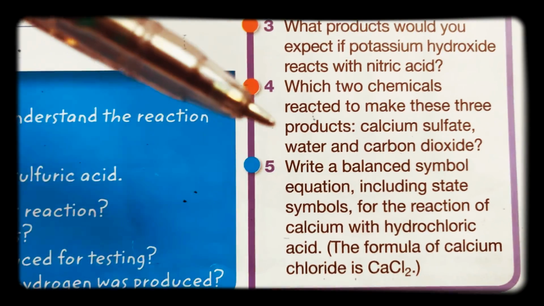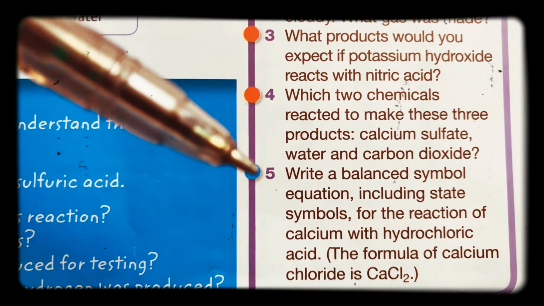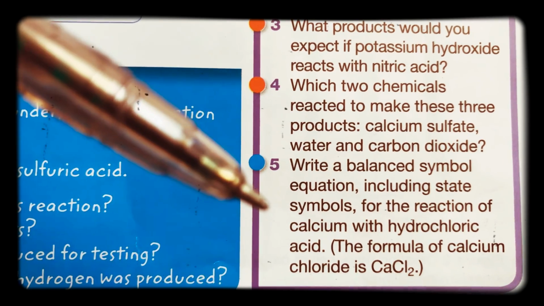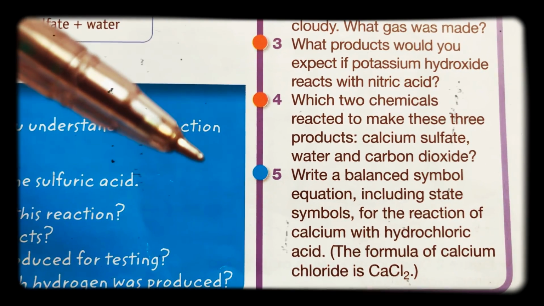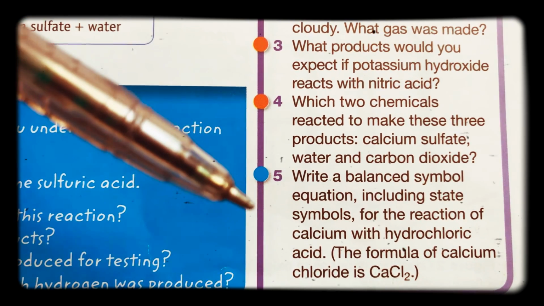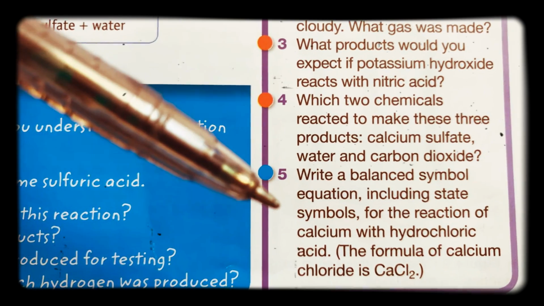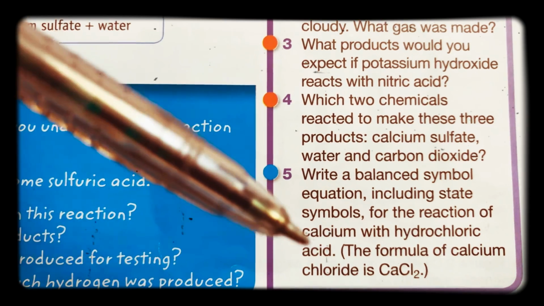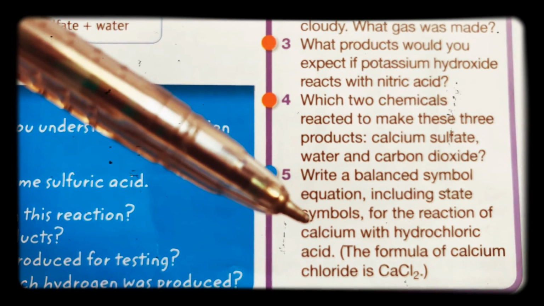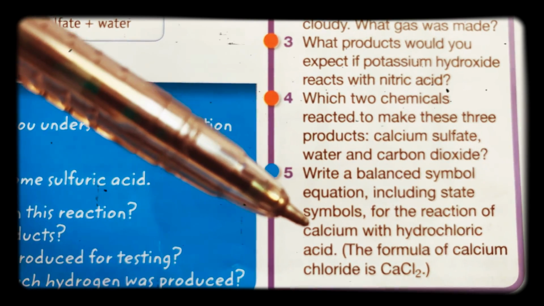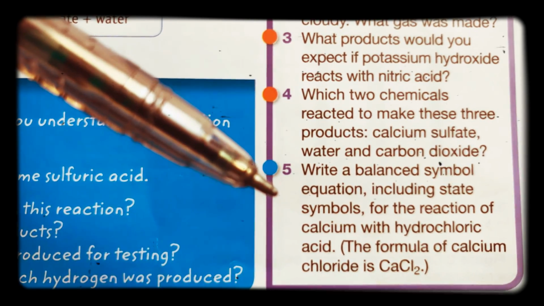Write a balanced chemical symbol equation including state symbols for the reaction of calcium with hydrochloric acid. And there's the formula of calcium chloride. Pause the video. So it would be Ca plus 2HCl reacts to form CaCl2 plus H2. Okay?